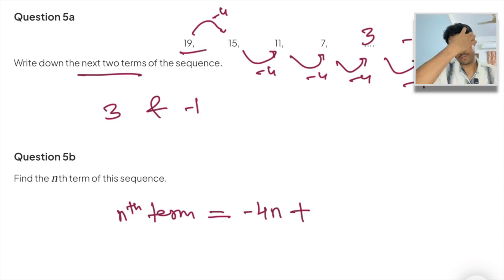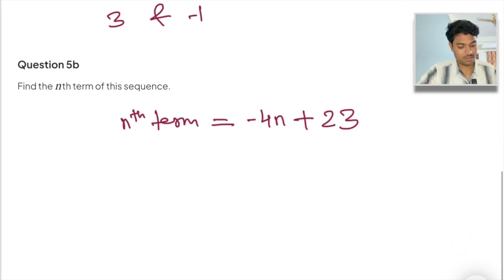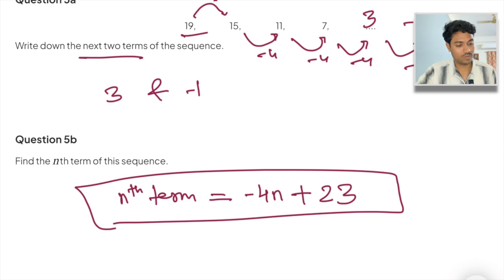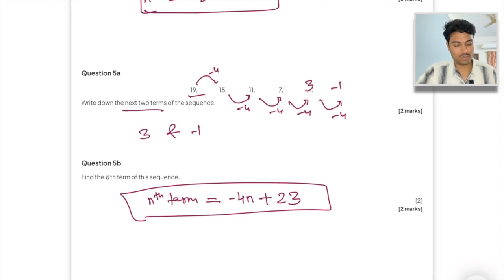So minus 4n plus, so minus 4 plus what will give you 19? So 23, because 23 minus 4 will give you 19. We don't have part C, so this is the nth term expression. Let's move on to the next question.